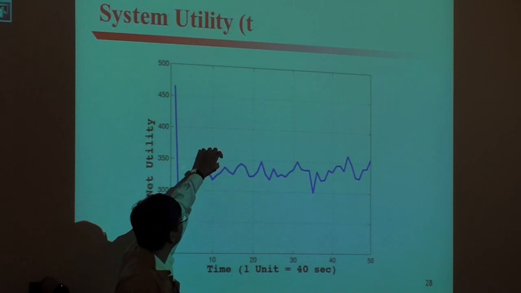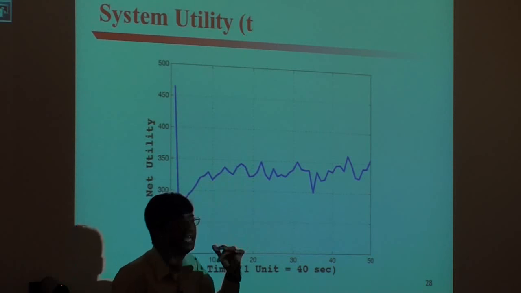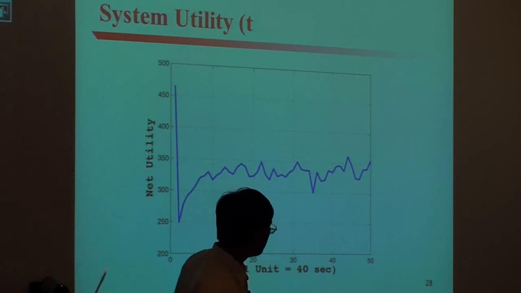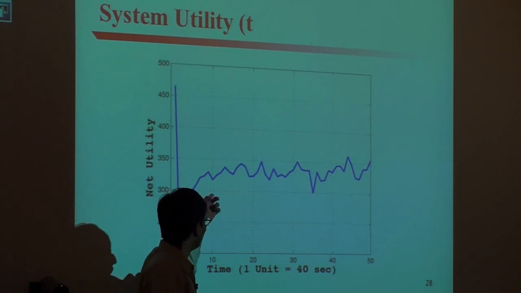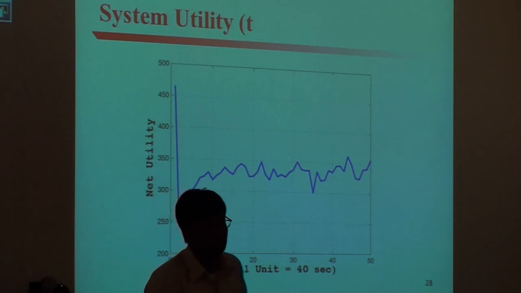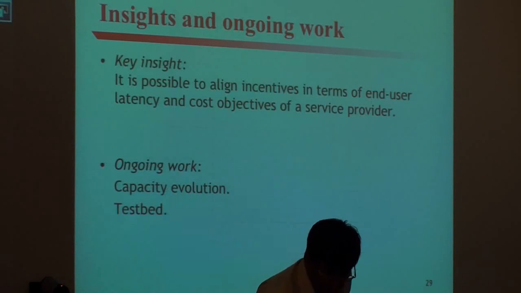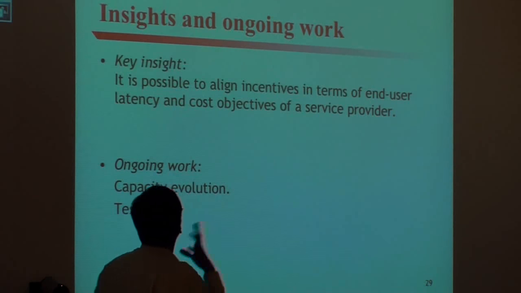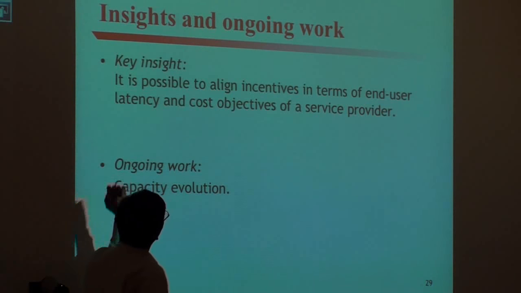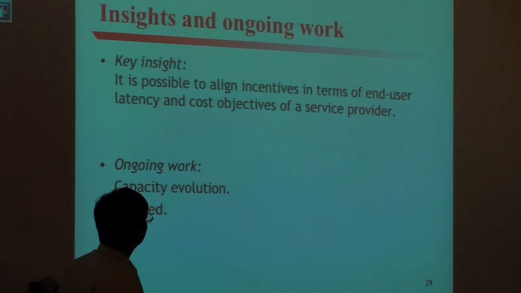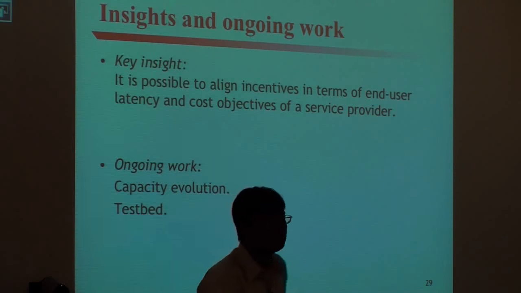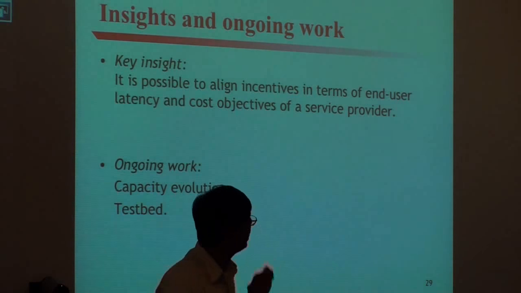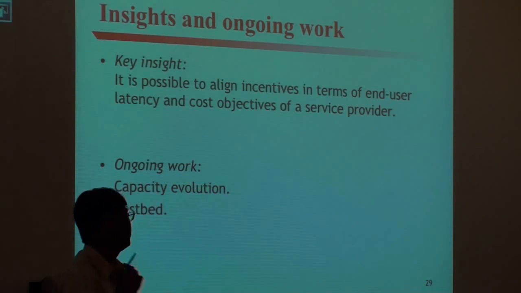This interestingly is about 7% from the optimal solution. This is again being done over a huge number of BitTorrent clients, with actually in this case 3 front ends. So the key insight from this part of the talk is basically that it is possible to align incentives in terms of end user latency and cost objectives, and it is possible to do it in a distributed fashion in a fairly simple way, because everything that you need is measurable.